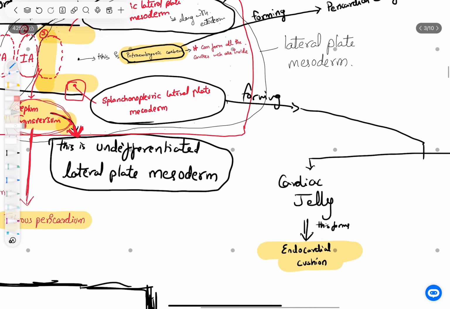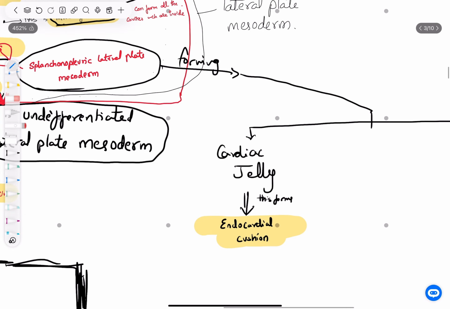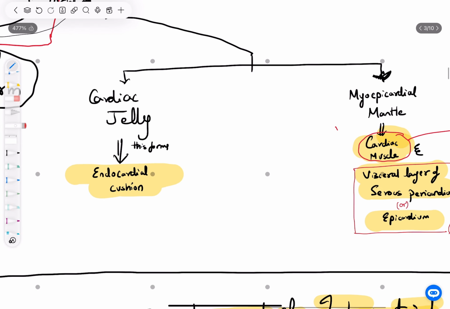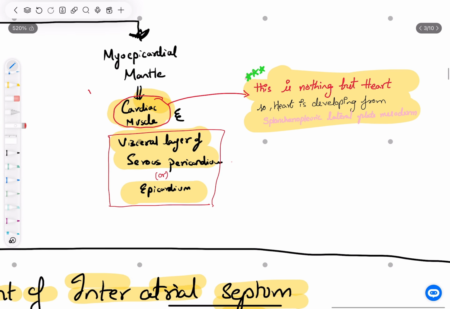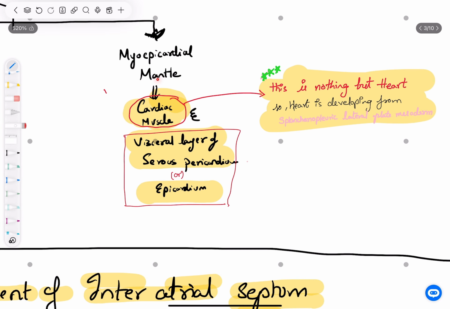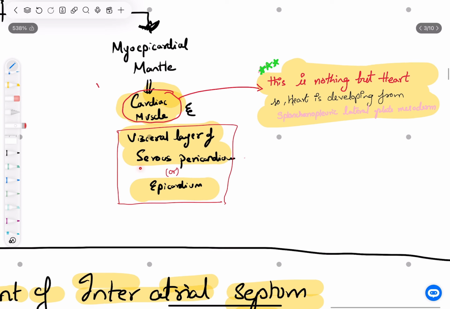And what about the splanchnopleuric lateral plate mesoderm? Splanchnopleuric lateral plate mesoderm forms cardiac jelly and myoepicardial mantle. Cardiac jelly forms the endocardial cushion. And the myoepicardial mantle forms cardiac muscle and visceral layer of serous pericardium.